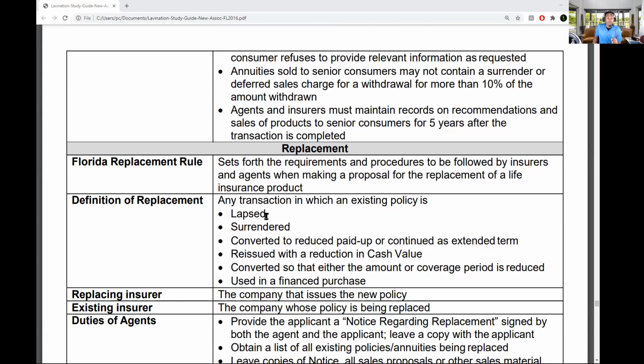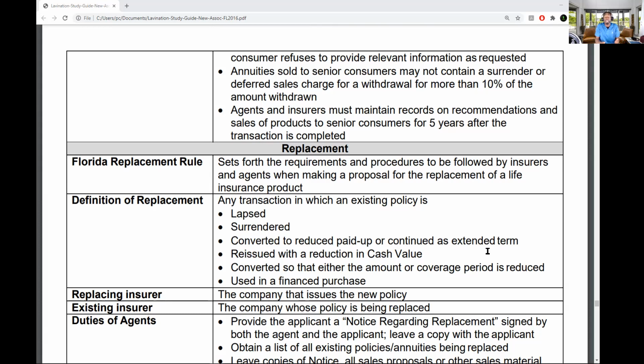It's any transaction in which an existing policy is changed, and those are considered replacement. So be careful. They might say all of the following are replacement except, or which of the following replacement will apply to. So you have to be careful with each of those bullets. If the policy lapses, the person didn't make the payment, so the policy terminated. Surrendered, the person called the company and said, I don't want the policy, so they surrender the policy. Or the policy was converted to a reduced paid up or continued as an extended term.